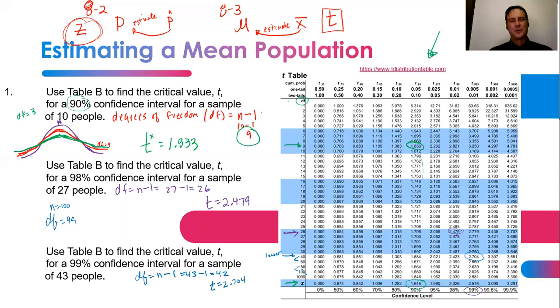You always have to go with the one lower, no matter how close it may be to the one that's slightly above it. So yes, you always have to go with the lower one no matter what.